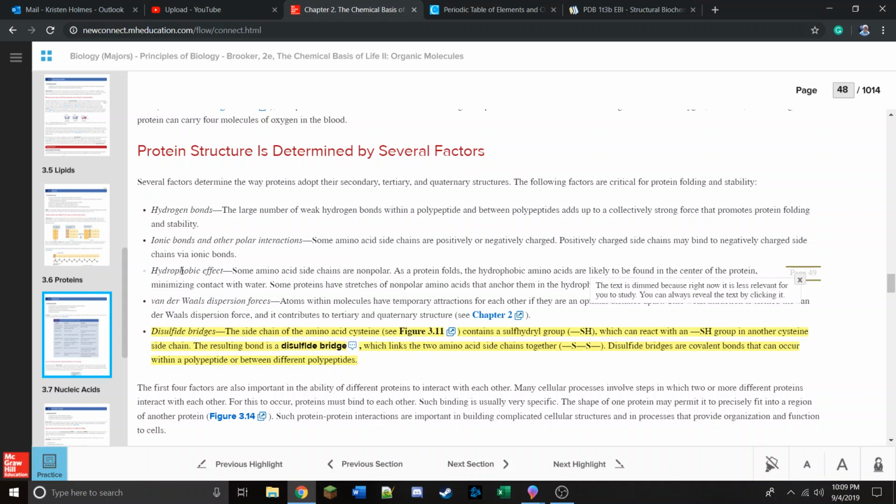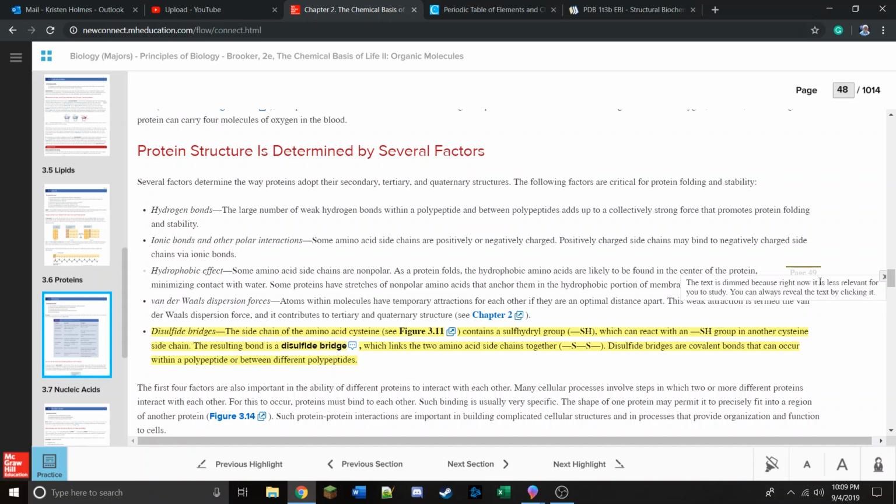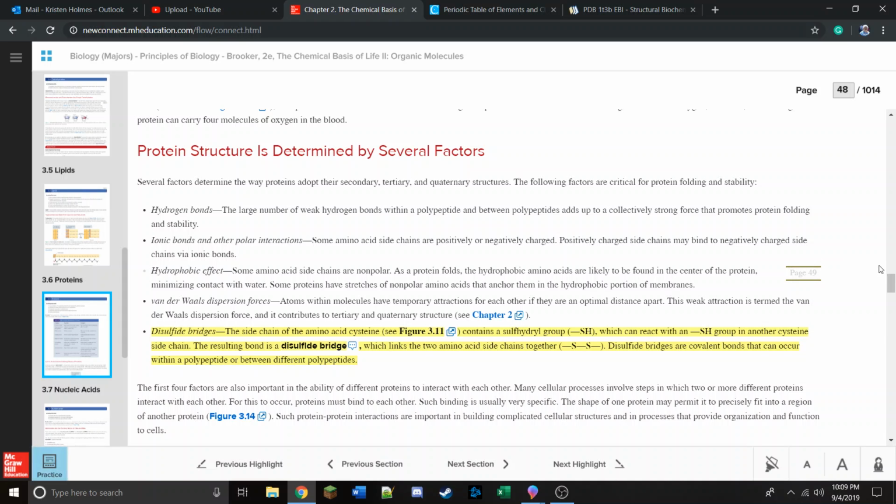The positive goes to negative. It makes an ionic bond. Hey, it's starting to come together. Hydrophobic effect: some amino acid chains are nonpolar. As the protein folds, the hydrophobic will run to the center where they can't get hurt. And the hydrophilic will run to the outside so they can go greet the lovely water. And since some parts are going in and some parts are going out, we're starting to get a structure.